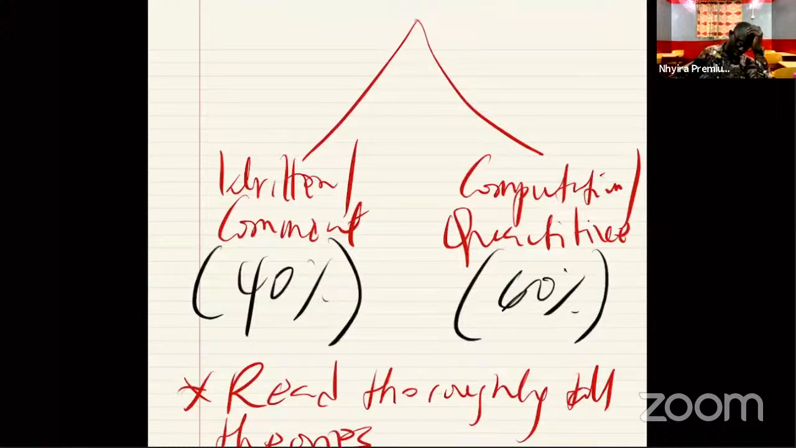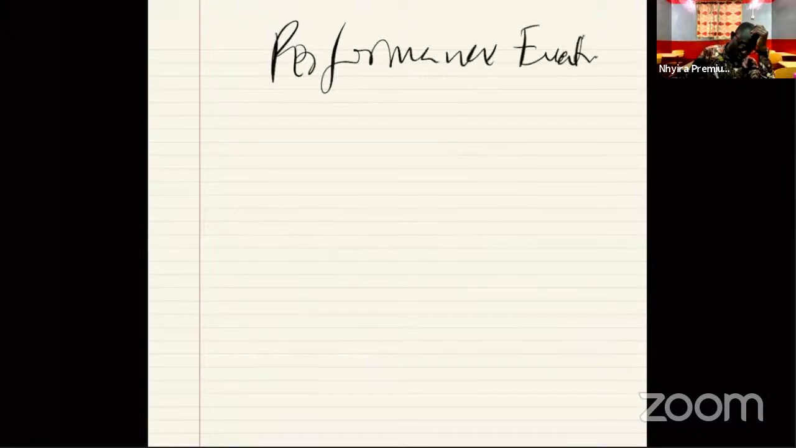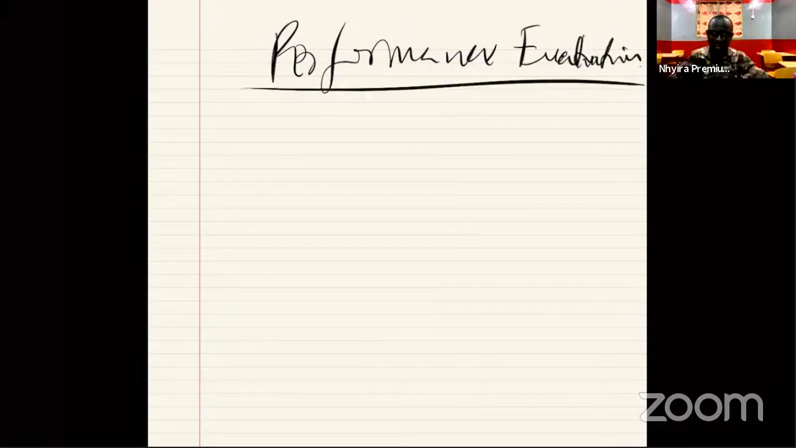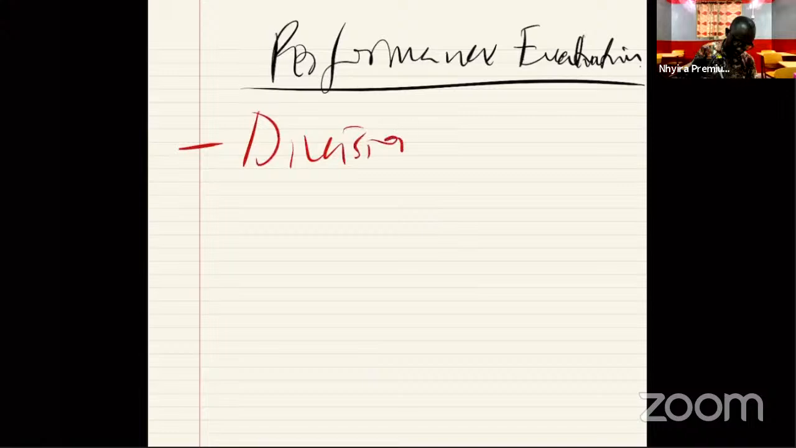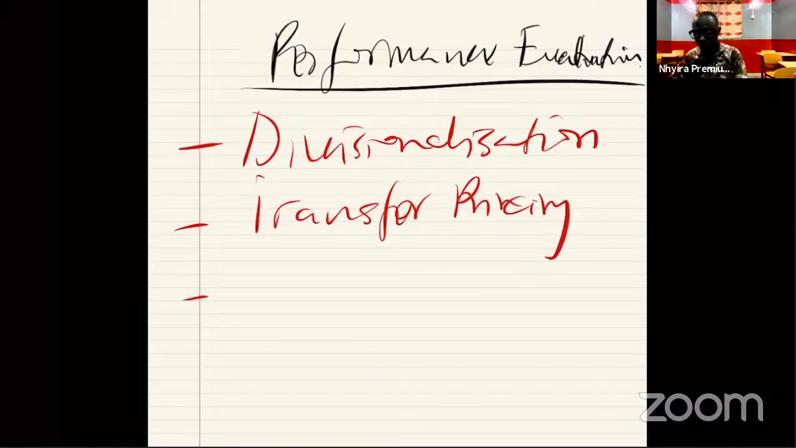Then the last one will be performance evaluation. Now, this aspect of the syllabus is divided into a couple of categories. We have the concept of divisionalization, the concept of transfer pricing, and the concept of performance measurement.